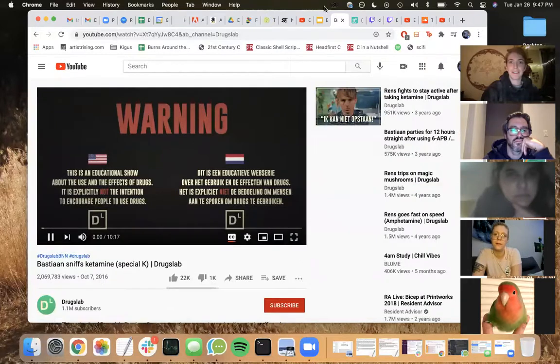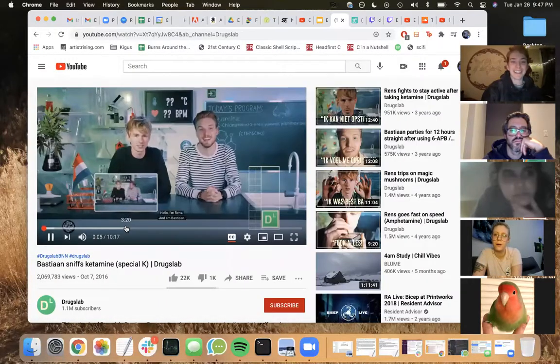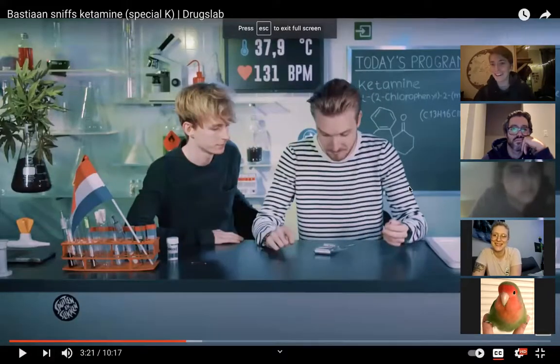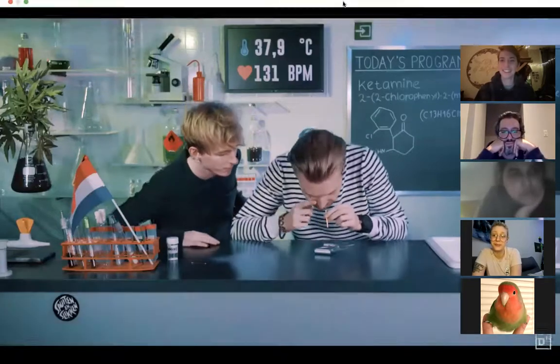Now, real quick, for some additional drugs lab, because we love it, let's check out ketamine. This is a very large quantity of ketamine. This is not your average recreational bump of ketamine.